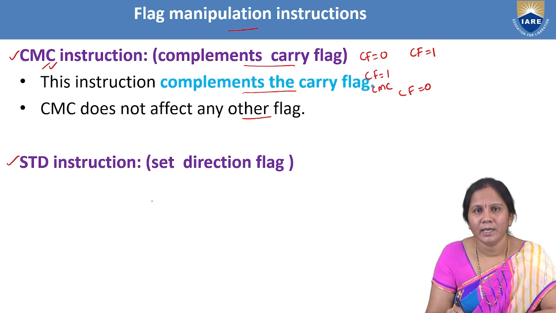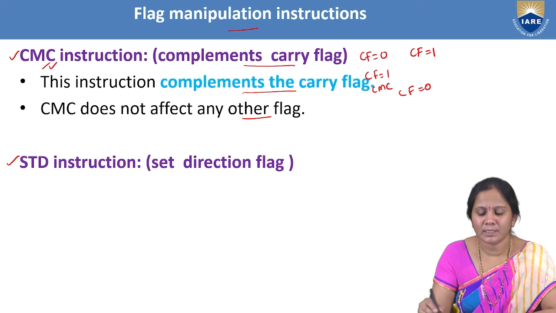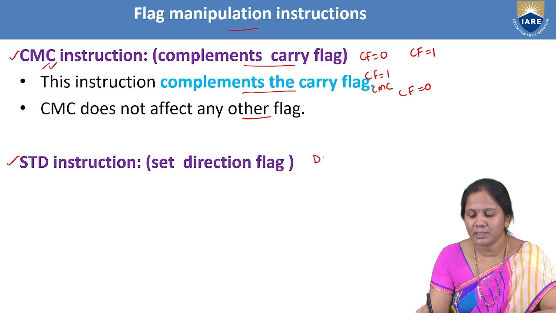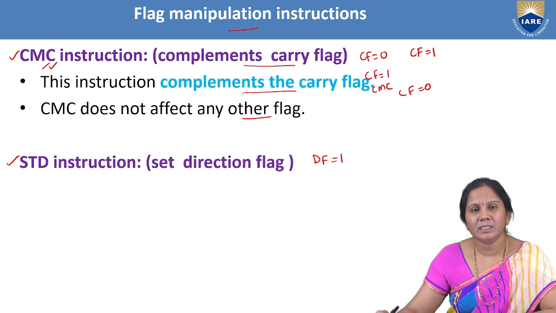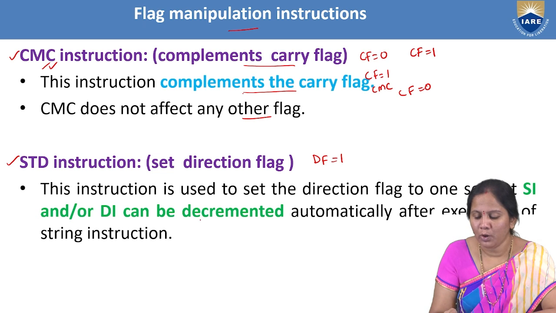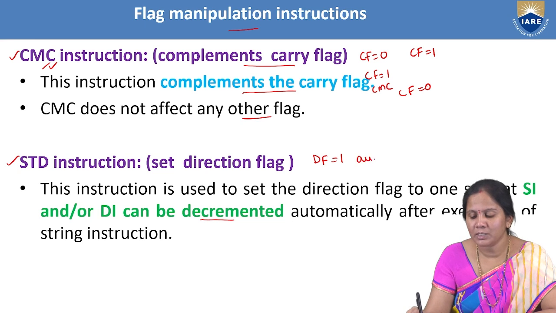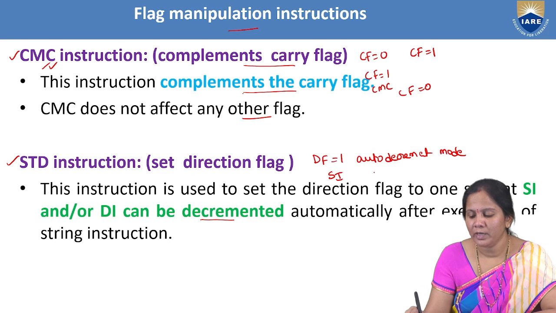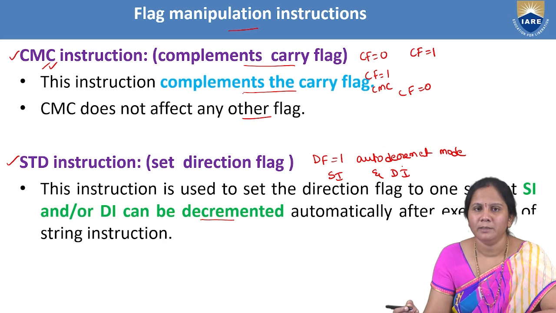And the next instruction is STD instruction. STD represents set the direction flag. So setting the direction flag means this DF will be equal to 1. Now when this STD instruction is executed, the processor will be entering into auto decrement mode. So when this DF is made as 1, the processor will be operating in auto decrement mode. Auto decrement mode is related to the contents of SI and DI generally.